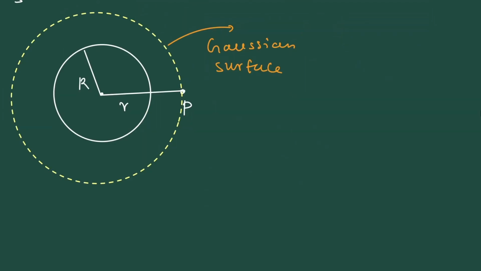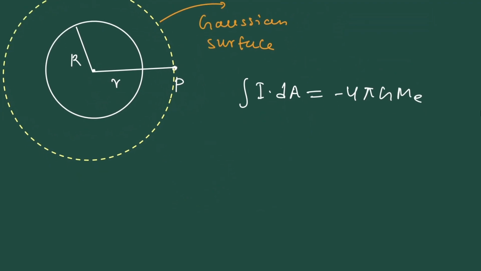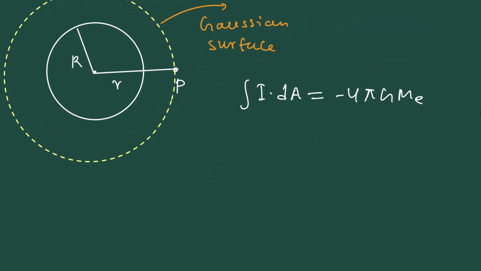Well, if you pay attention, this Gaussian surface has been drawn in such a way that it starts at the point P where you have to figure out the gravitational field intensity, and it is drawn in such a manner that the radius of this Gaussian surface becomes the distance small r from the center of the solid sphere to the point P. Now let me just write this integral once again. Let me talk about the individual components of this integral.